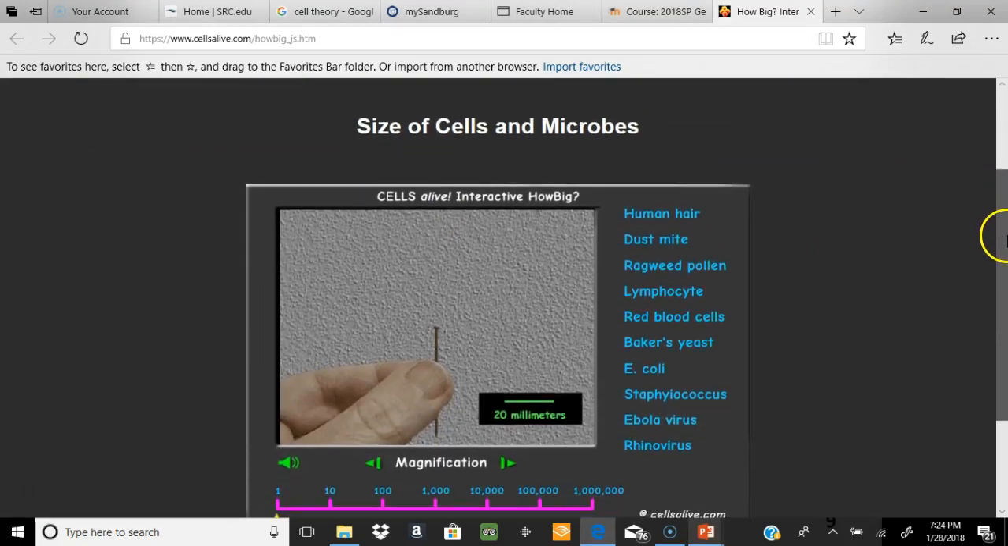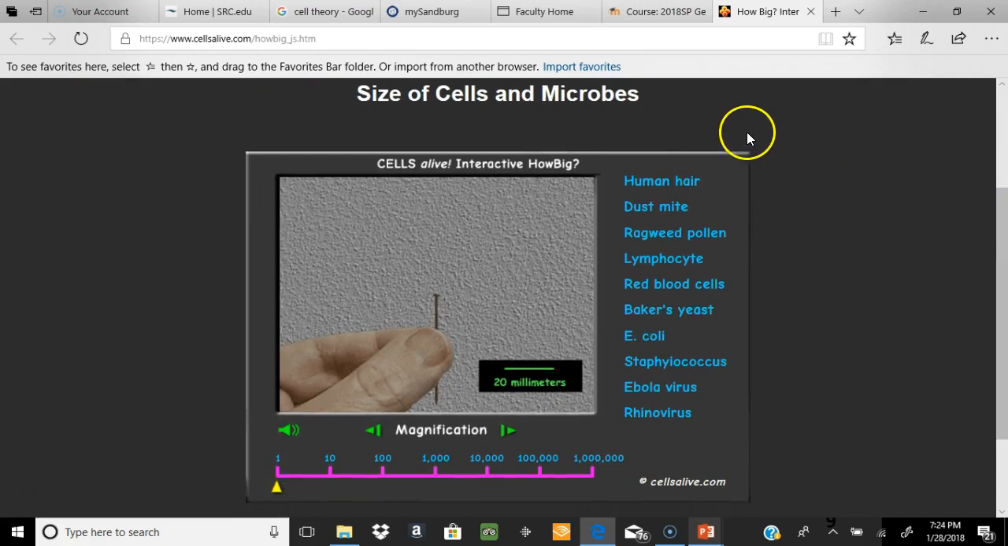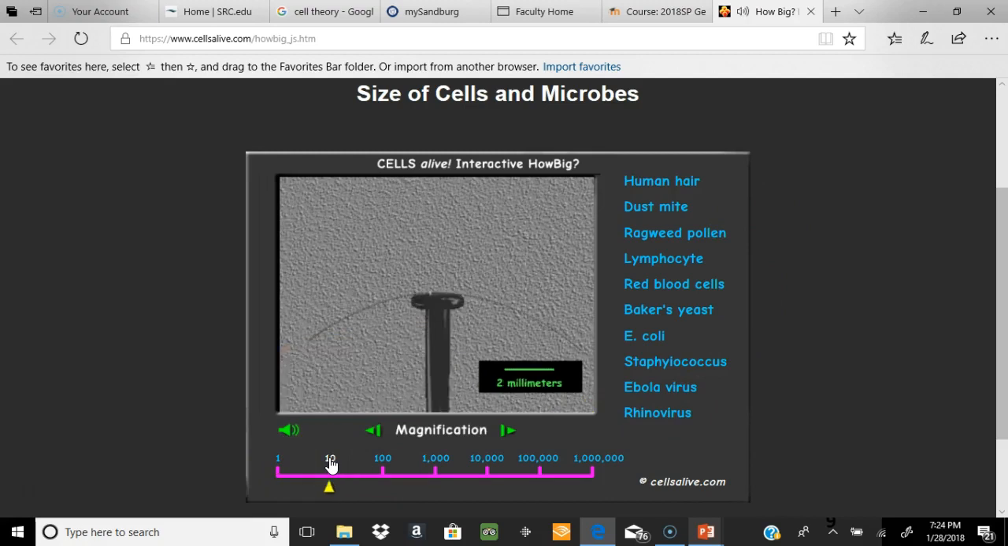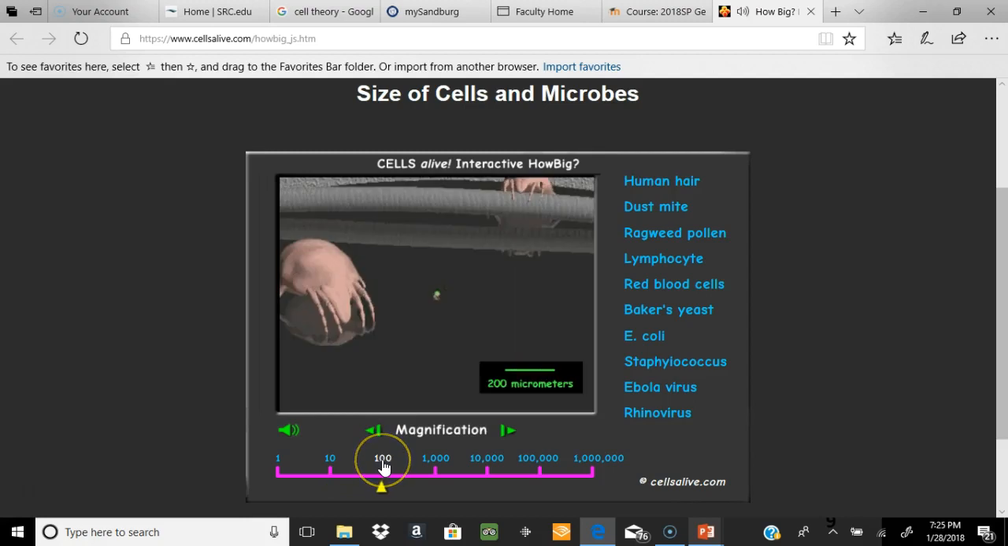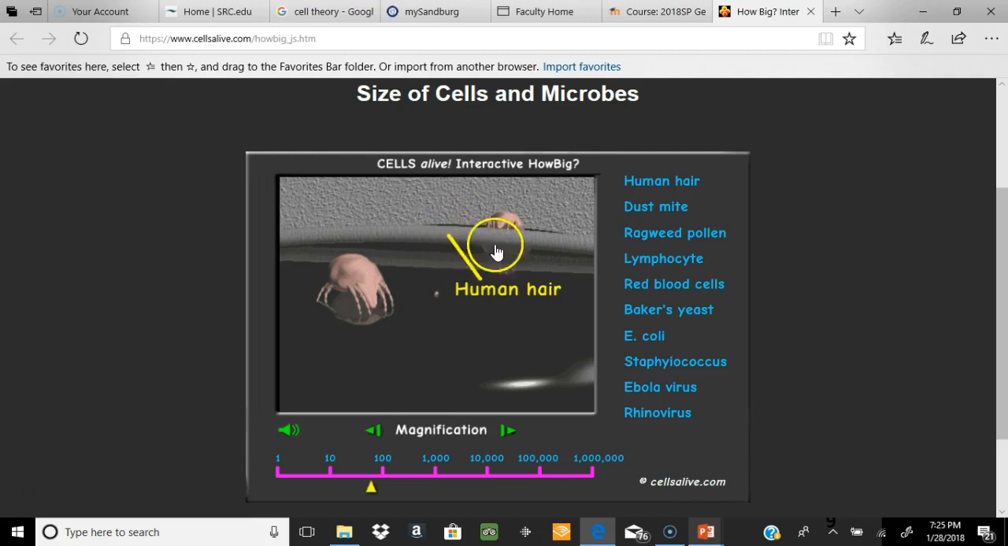So this is Cells Alive. Wonderful place. So we're going to look at, there's the pin, and right now we don't see anything, okay? We're going to look at all these different structures. Right now we're here. I'm going to just move up to 10. So at this point you can see the hair. There's something else there, but we can't make it out. We can see that beautiful hair there. So let's get a little bit closer. Oops, sorry. So here we can see the human hair. Do you see that? It's labeled.